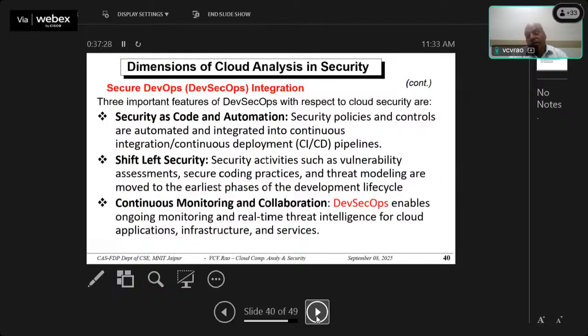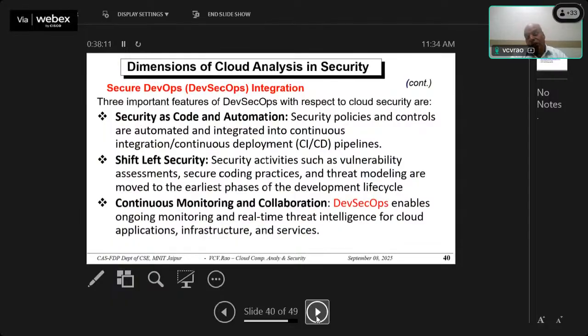So security policies and testing scripts, logical testing, performance testing, everything have been integrated in your software actually. Security vulnerability assessments, secure coding, threat modeling are now coming into the first phases when you develop the software, so that the life cycle of the complete development can be reduced actually. Now the other one is that as and when the modules have been written, you automatically invoke the checking of the threat intelligence for the cloud applications and infrastructure services. So this is the development point of view, infrastructure point of view, and application point of view.